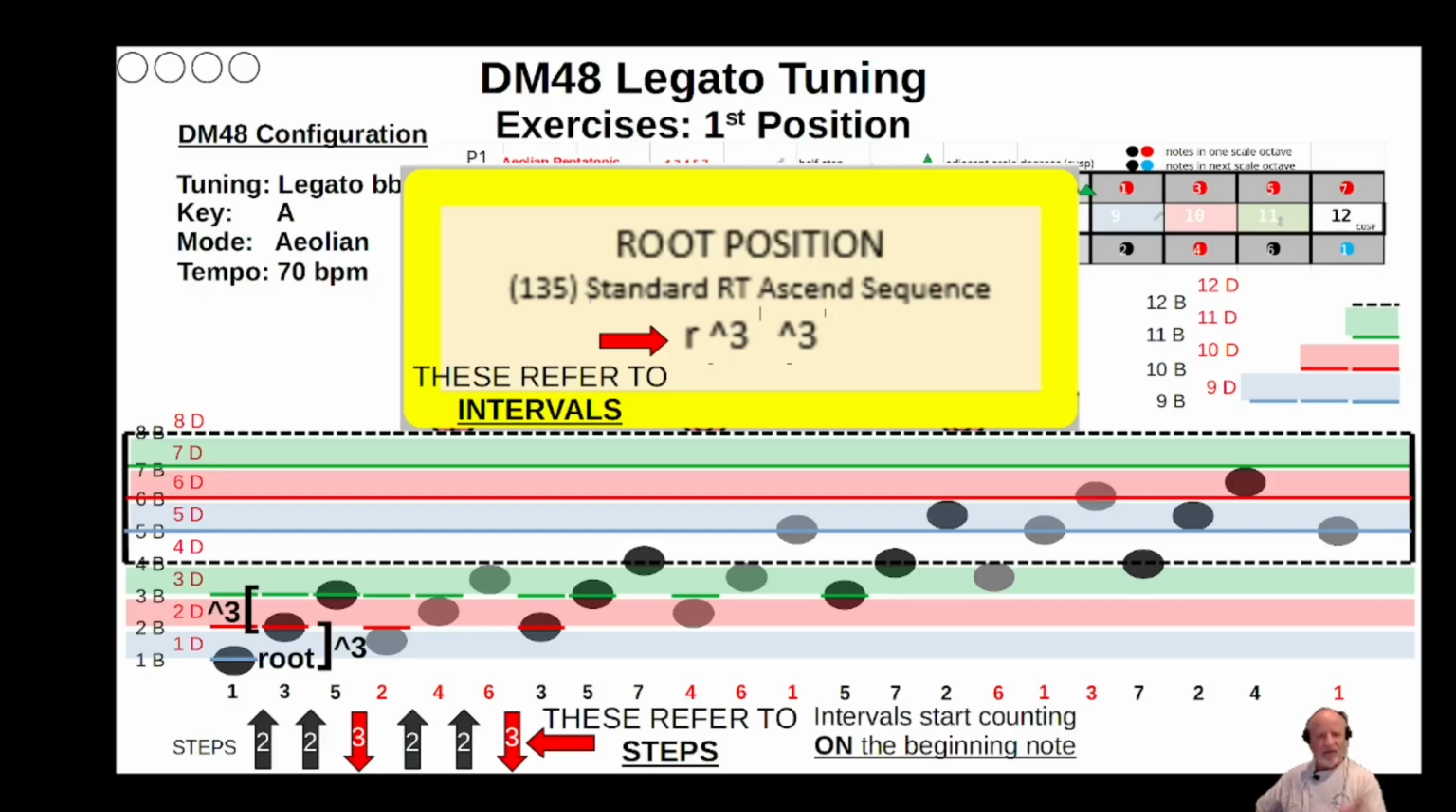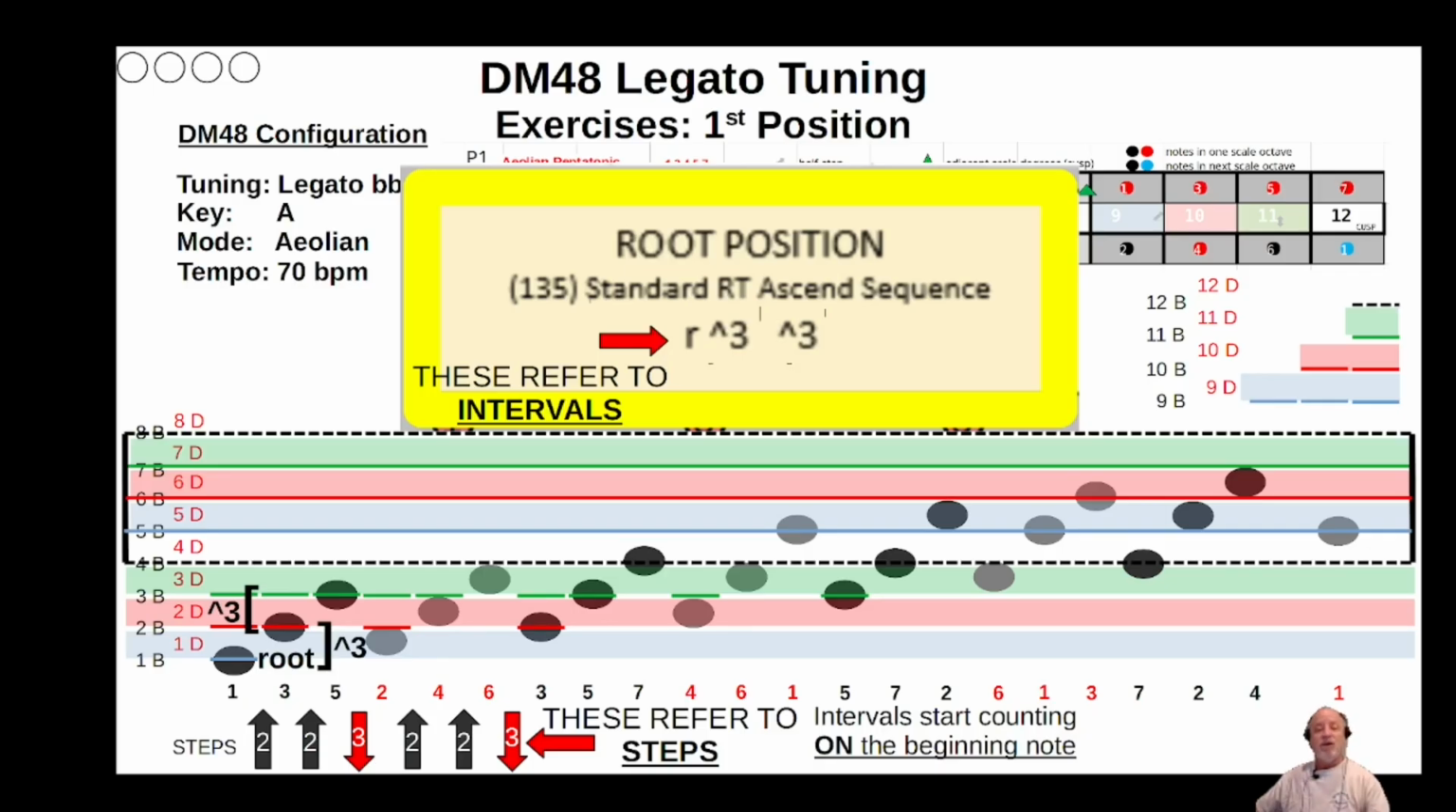And let me say, the intervals, as we said before, start counting on the beginning note. So if you're starting on the one, you start counting one at the root note, and then you count 2, 3 up to the third. So that's a third, and then you go from 3, 4, 5. That's another third.